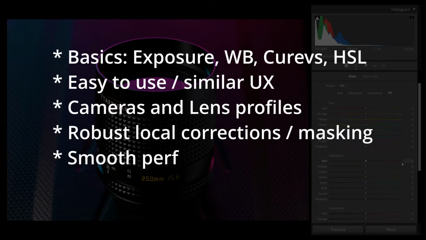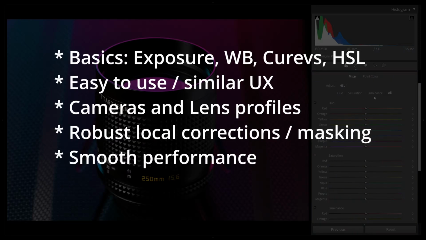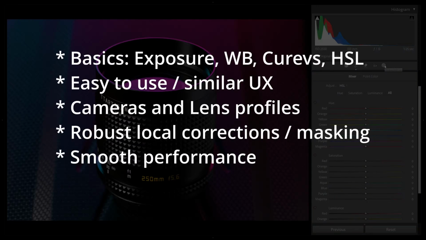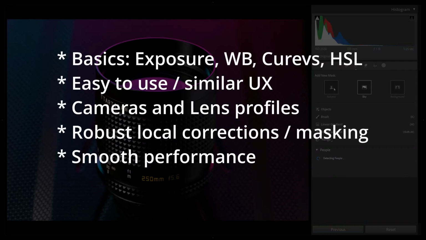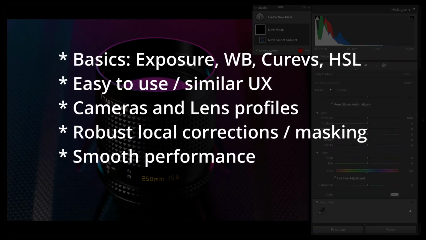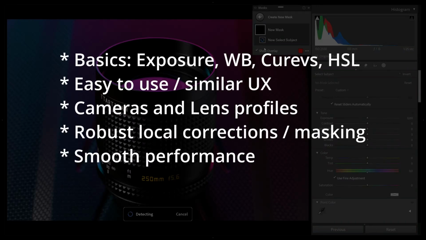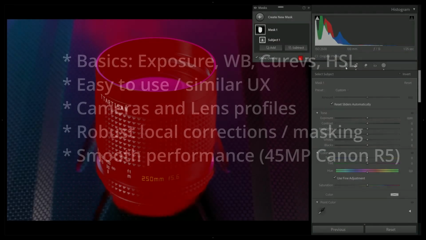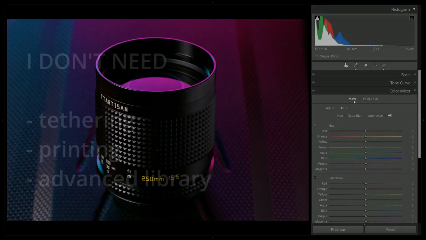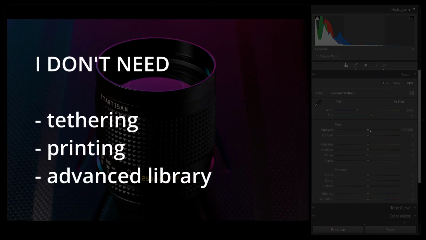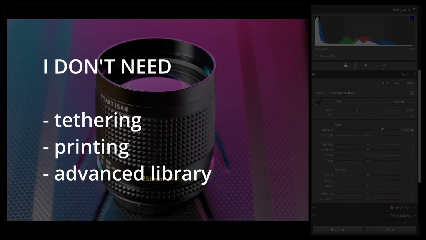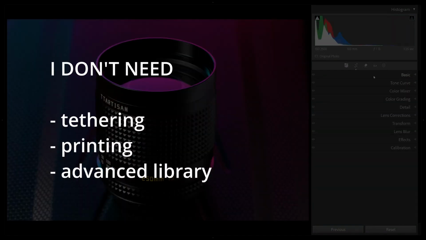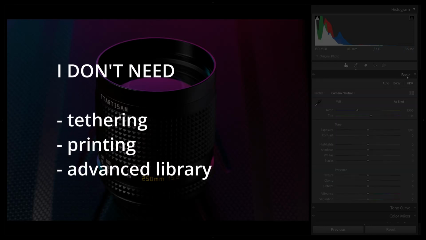Lastly, the software has to have good performance, so the adjustments can be done in real time when adjusting the sliders to precisely nail the ideal settings. The last point is a challenge for a lot of paid software I tried, especially with 45 megapixel files from my Canon R5. Now, I don't need to tether, nor print, nor have a sophisticated photo library with elaborate tagging options, and those are the main shortcomings of Luminar Neo.